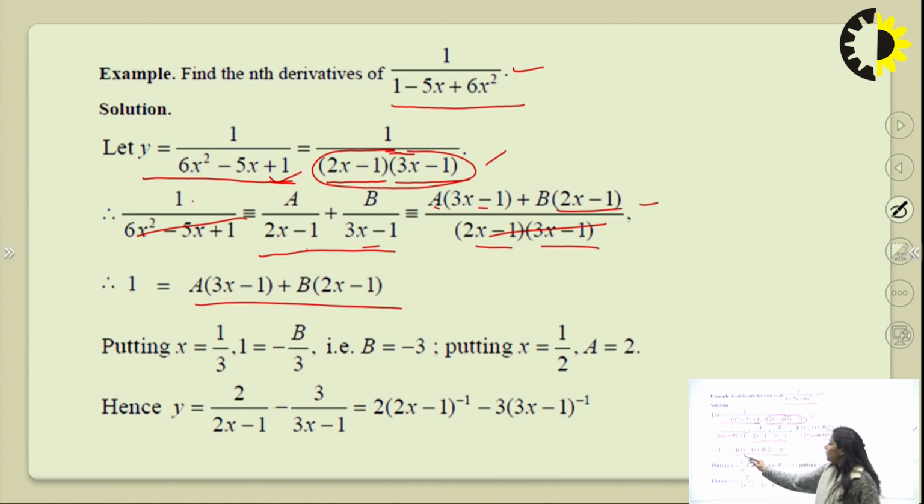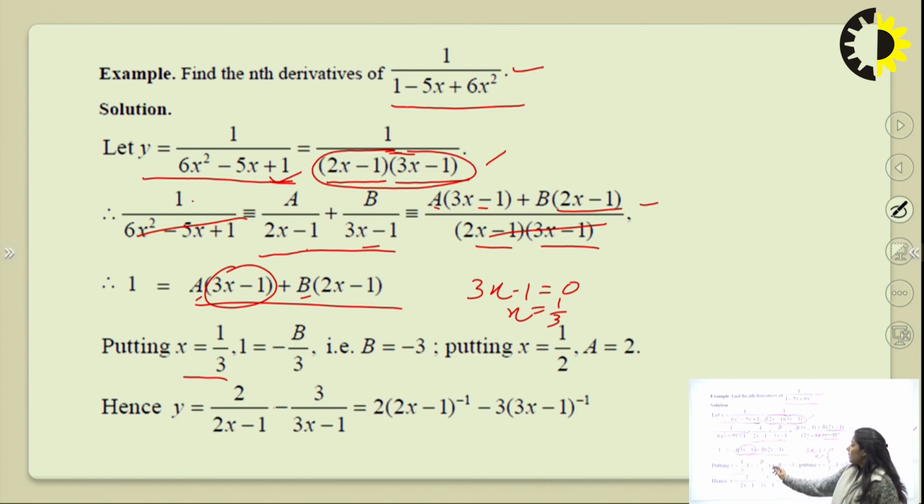Now to find the value of a and b, we will put firstly this term equal to 0. So if this term is equal to 0, then x is equal to 1 upon 3. So we will put x equal to 1 upon 3, and we will get b is equal to minus 3. Now again put the second term 2x minus 1 equal to 0, then we will get a is equal to 2.